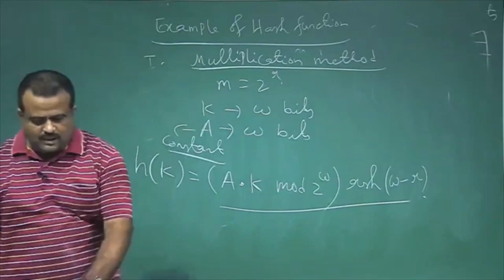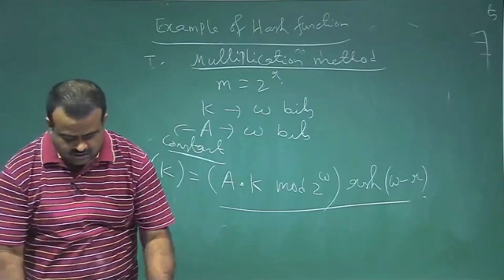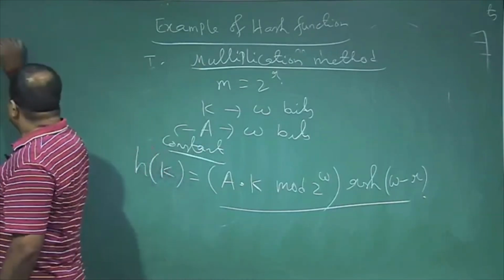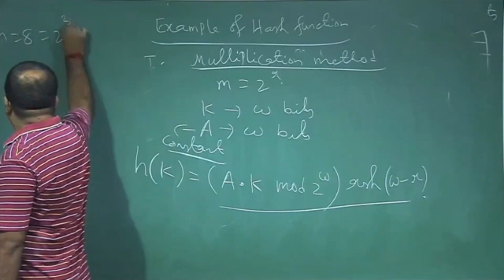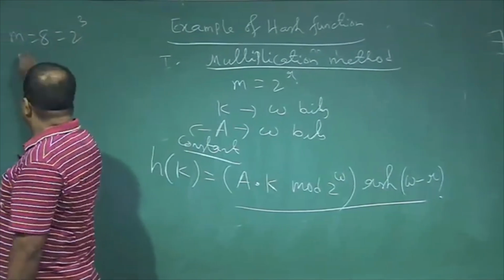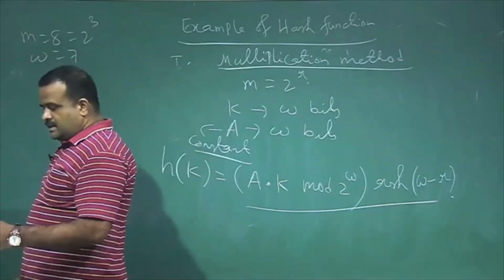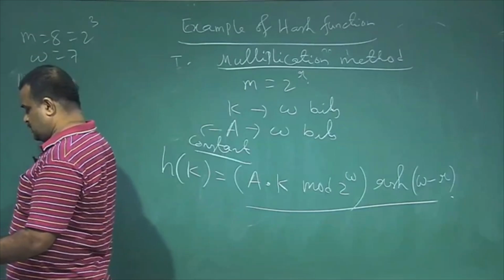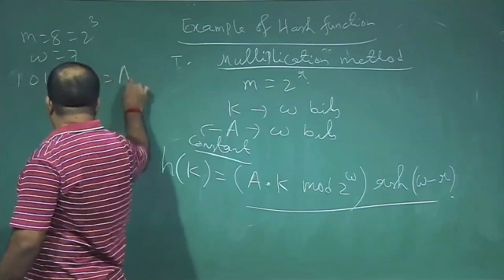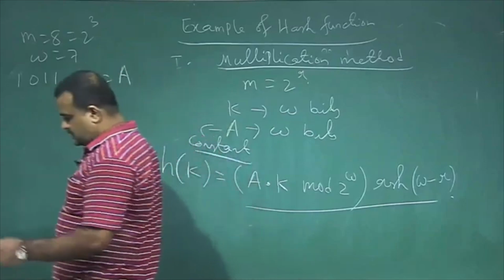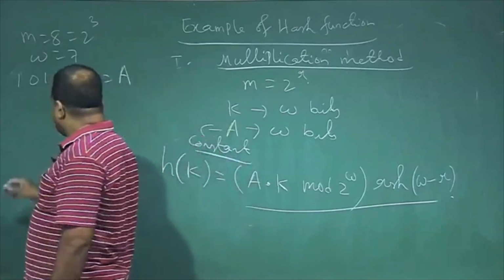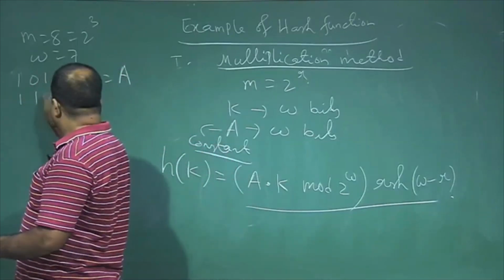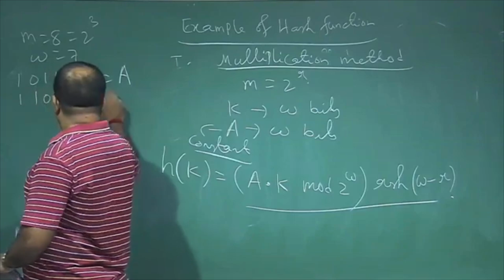Okay, so let us take an example to see how it gives the values. Suppose m is 8, which is 2 to the power 3, and our w is say 7. Now, we take a. Suppose a is 1 0 1 1 0 0 1. We have to choose a constant of 7 bits, so this is the a we are choosing. Now, we choose a k on which we apply this hash function. Let us take k as 1 1 0 1 0 1 1. This is our key k.